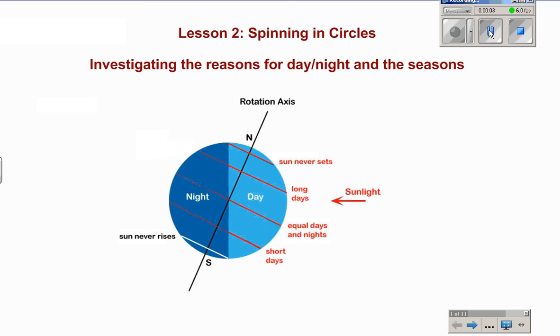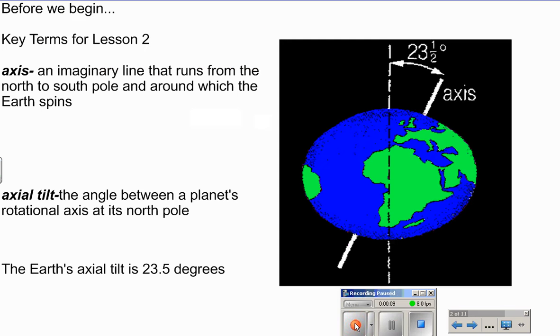Lesson 2, Spinning in Circles, Investigating the Reasons for Day and Night and the Seasons. Before we begin, key terms for Lesson 2.